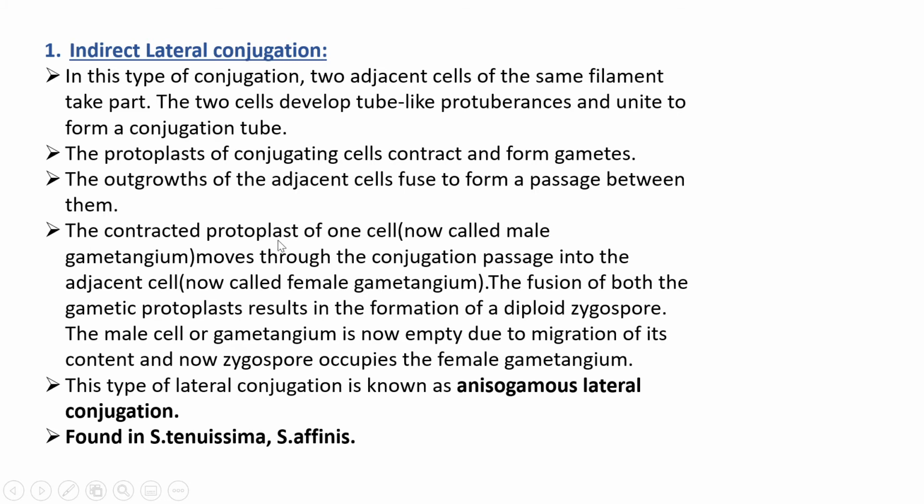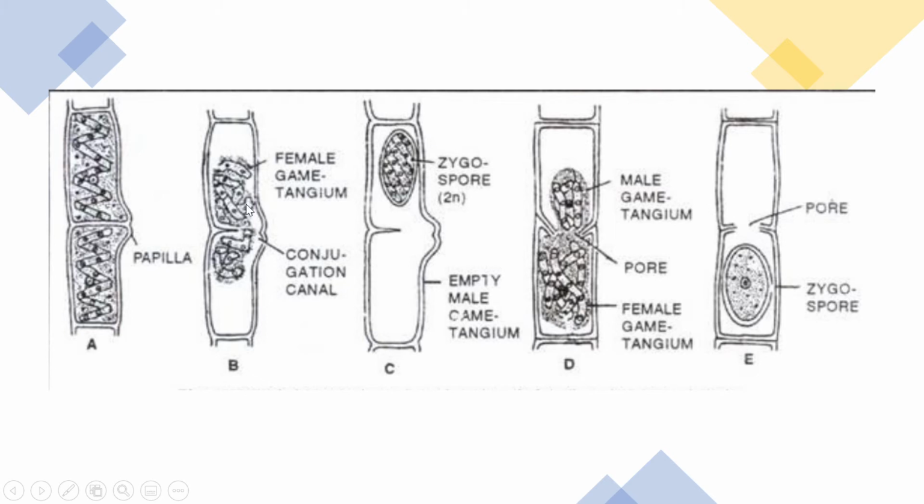The contracted protoplast of one cell, now called the male gametangium, moves through the conjugation passage into the adjacent cell, now called the female gametangium. The fusion of both the gametic protoplasts results in the formation of a diploid zygospore. The male gametangium is now empty due to migration of all its content, and the zygospore occupies the female gametangium. Here we see one is the male gamete and another is the female gamete. All the contents from the male gametangium move to the female gametangium, and the male gametangium is now empty and a diploid zygospore is formed.